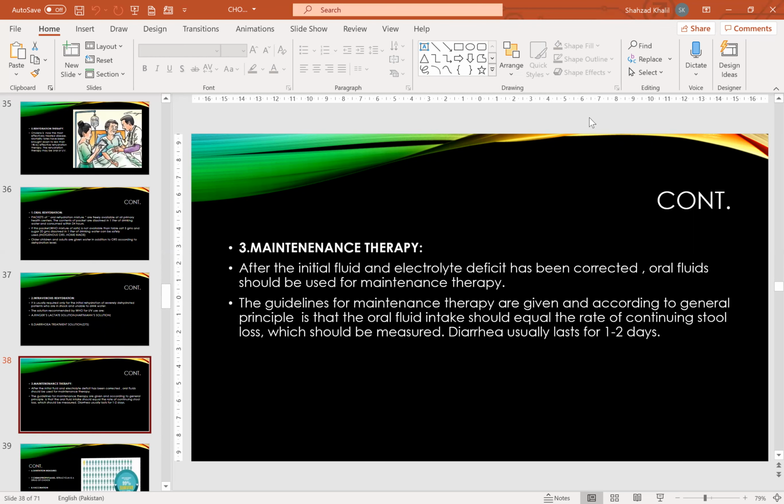Maintenance therapy. After the initial fluid and electrolyte deficit has been corrected, oral fluids should be used for maintenance therapy. The guidelines for maintenance therapy are given, and the principle is that the oral fluid intake should equal the rate of continuing stool loss, which should be measured. Diarrhea usually lasts for 1 to 2 days.